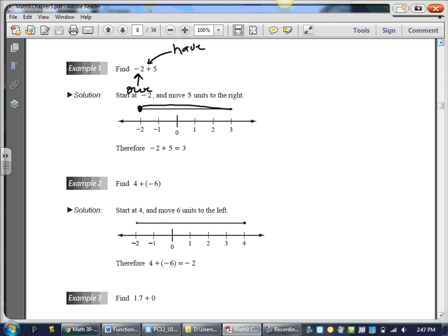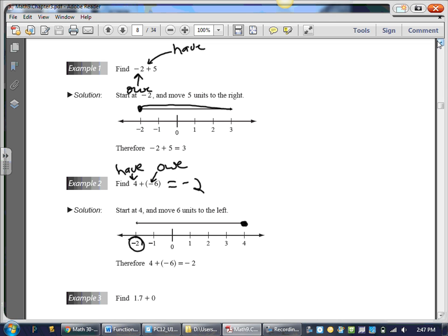In example number 2, we have $4 to start, and then we end up owing 6. So start at 4 over here and go 6 to the left because it's negative, which means you go in the hole. And if you have $4 to start with and you go in the hole $6, you end up at negative 2. That means you owe $2. So again, you have the 4 and the negative means you owe it. And so you owe 6, and so you end up owing 2.